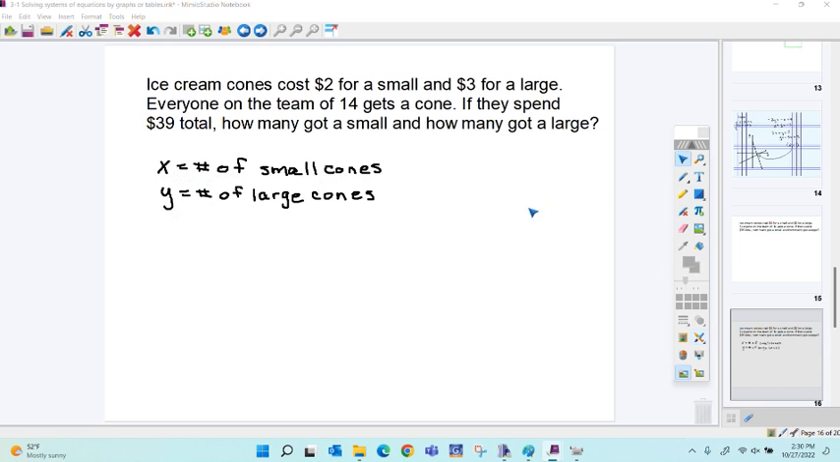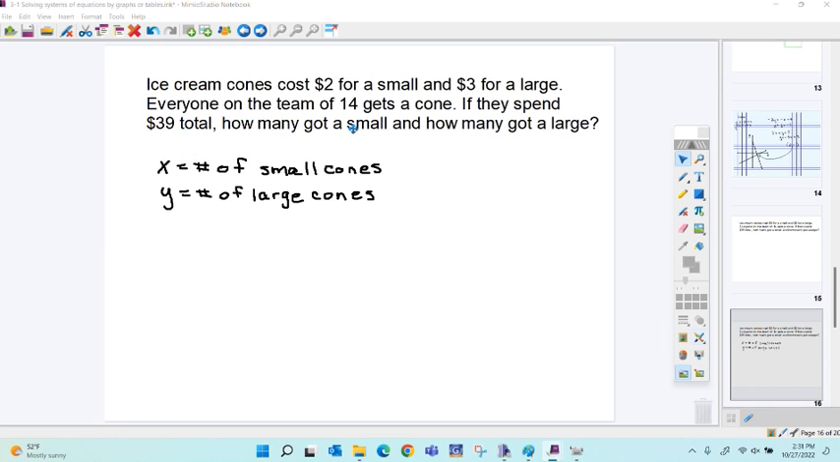It could be reversed. I chose X for the number of small cones, Y for the number of large cones. Would you set it up as 2x plus 3x equals 39 and then put that into y equals mx plus b and solve it? You could set it up, but you have to have two equations. 2x plus 3y equals 39 will be one of them. That's your money equation: 2 times the number of small cones, plus 3 times the number of large cones, equals $39, because that's the cost equation. So we would have that for sure.